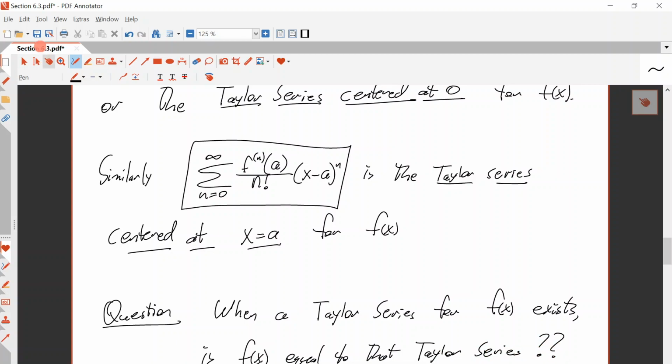And the answer to this is pretty much yes. So we'll get to that in a moment. But before that, let's do some examples. Let's calculate some Taylor series.